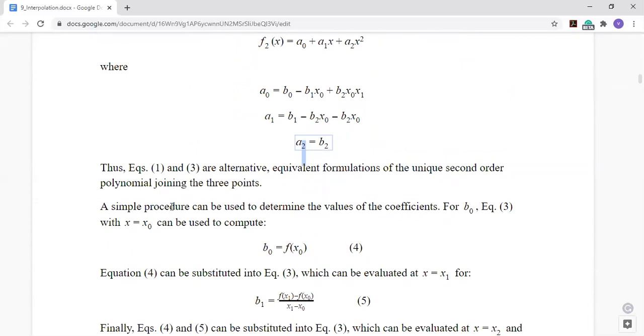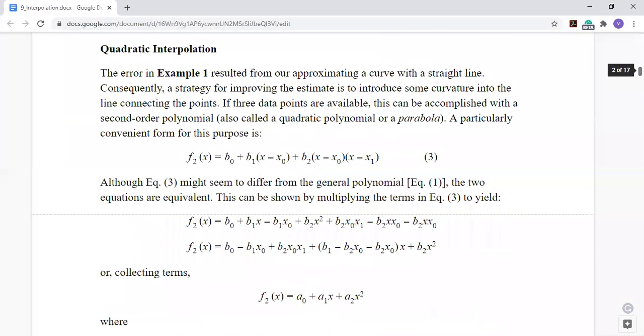So to get b naught for equation 3, just equate x to be equal to x naught. So this is our equation 3 here. Let me just bring it down. Remember, we want to get b naught, b1, and b2.